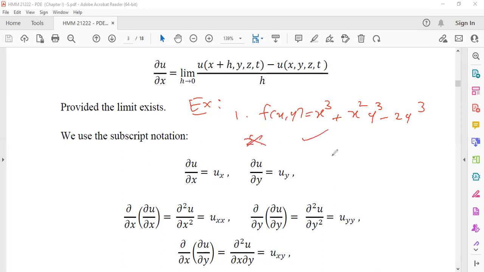Can you try these and find out what is ∂f/∂x as well as ∂f/∂y? Similarly, you can search for some questions and try them yourselves. So please note down this question.